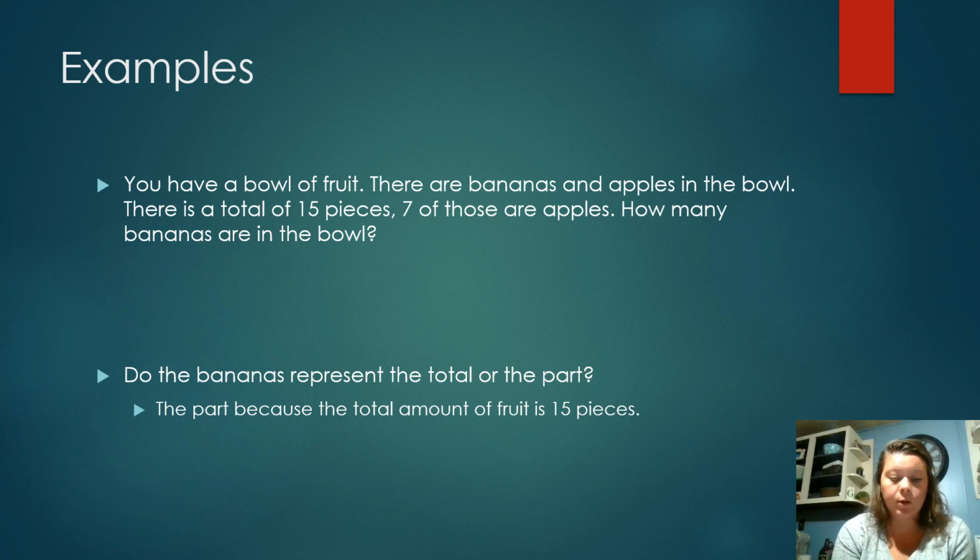Let's look at an example. You have a bowl of fruit. There are bananas and apples in the bowl. There is a total of 15 pieces. 7 of those are apples. How many bananas are in the bowl? Do we think that the bananas represent the total or the part? Right, they represent the part because the total amount of fruit is 15 pieces. The apples and the bananas make up the parts, and when combined, they make up the fruit, which is the whole.